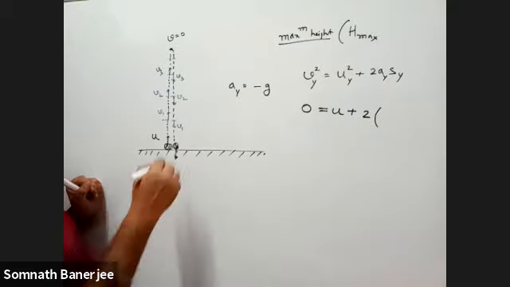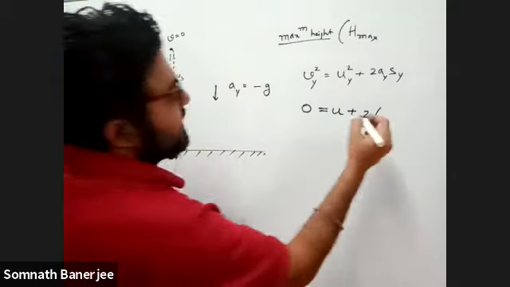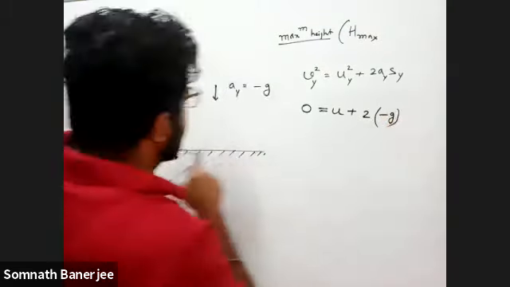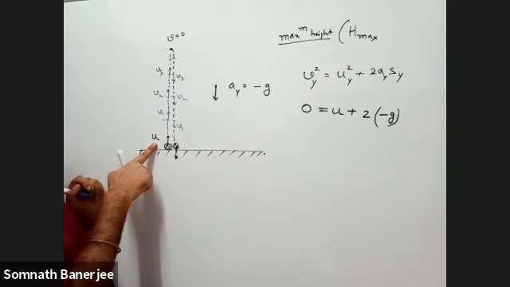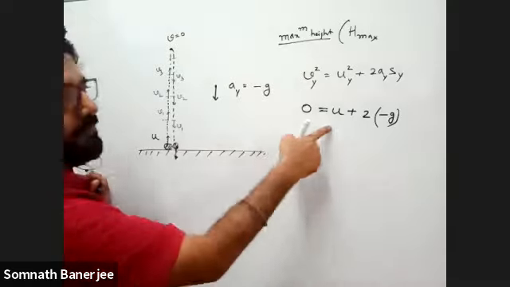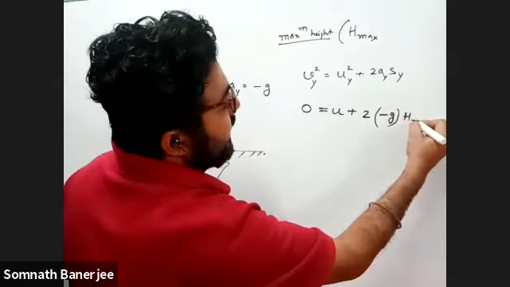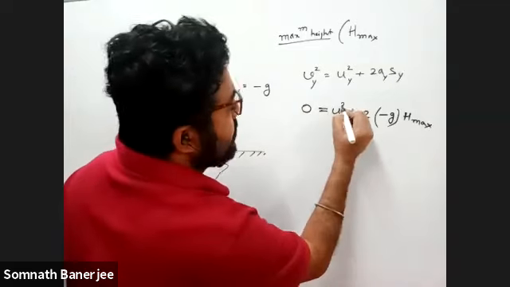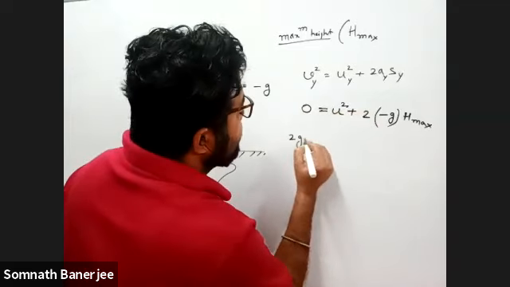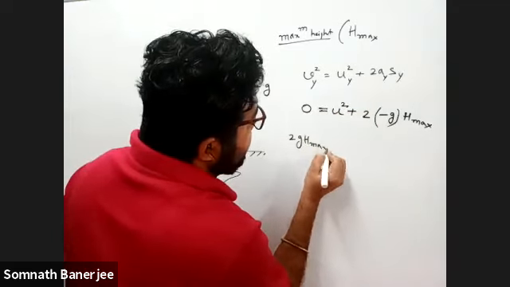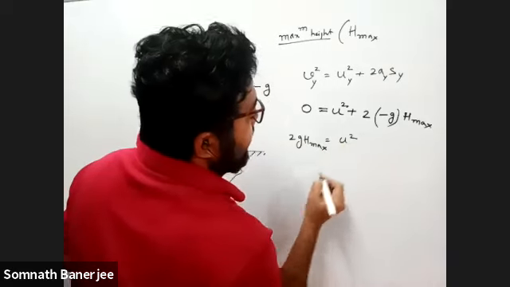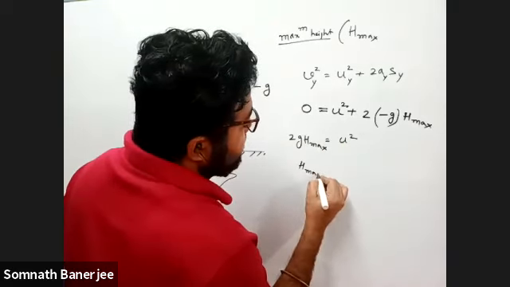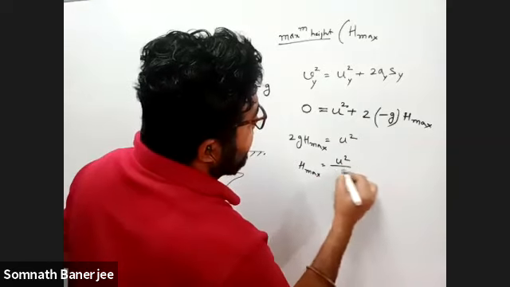Down. Always down. So what do we write here? Minus g. Okay, is u up or down? Up. So positive. And what do you have to write? H max. So we can move it to that side. Sorry, u square. So 2g h max is u square. So h max is u square by 2g.